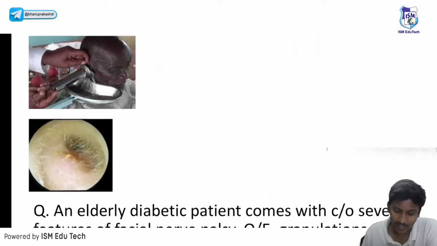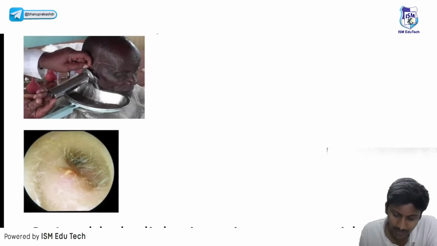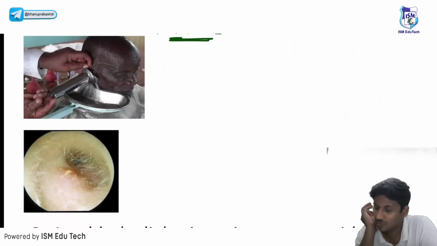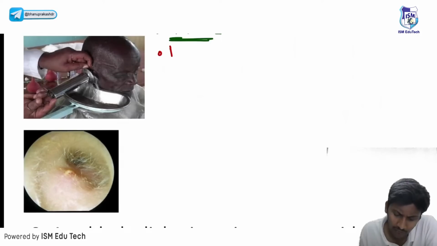Now talking about this condition. Here the patient is coming to me with complaints of hearing loss. There is a mild conductive hearing loss in this patient. When I perform an otoscopic examination, on otoscopy I'll see that there is a lot of earwax in the patient's ear.